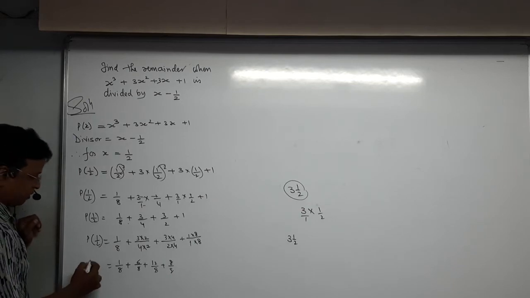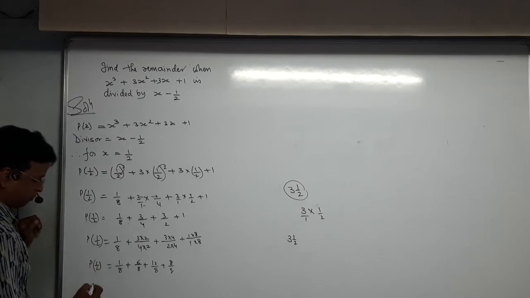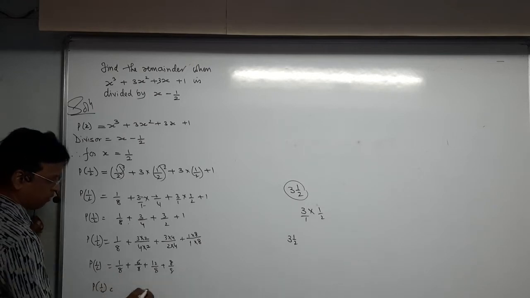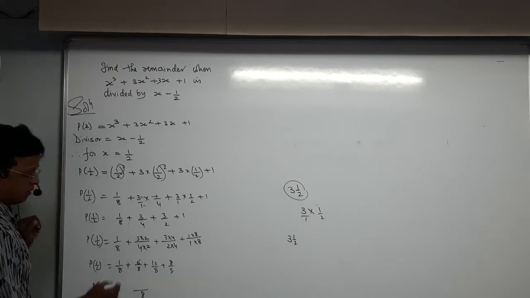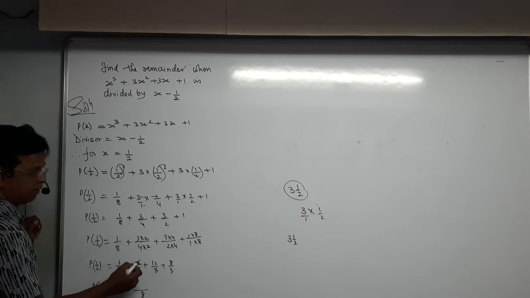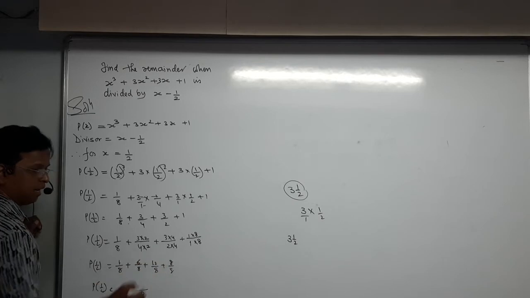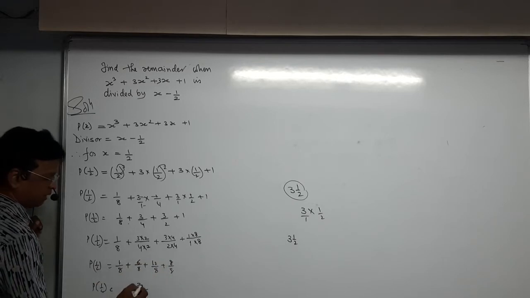This is P of 1 upon 2. Now all the denominators are equal. So 1 upon 8. This I will add. 1 plus 6 is 7. 7 plus 12 is 19. 19 plus 8 is 27 upon 8.